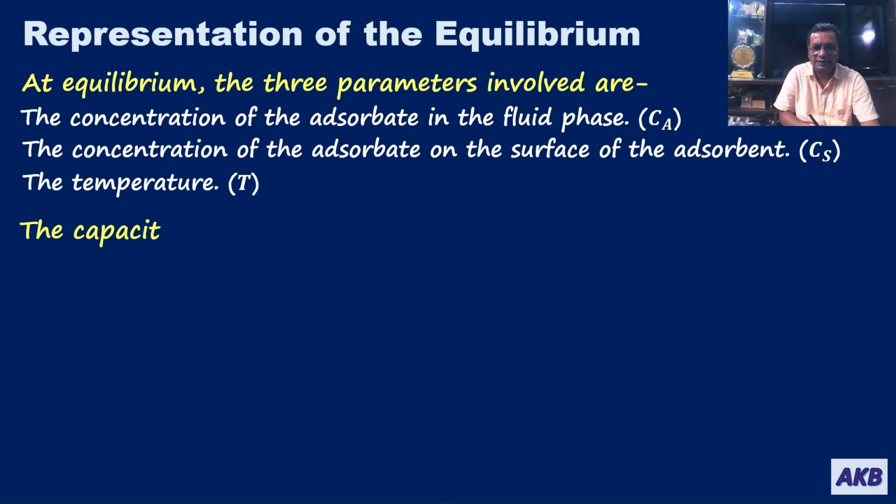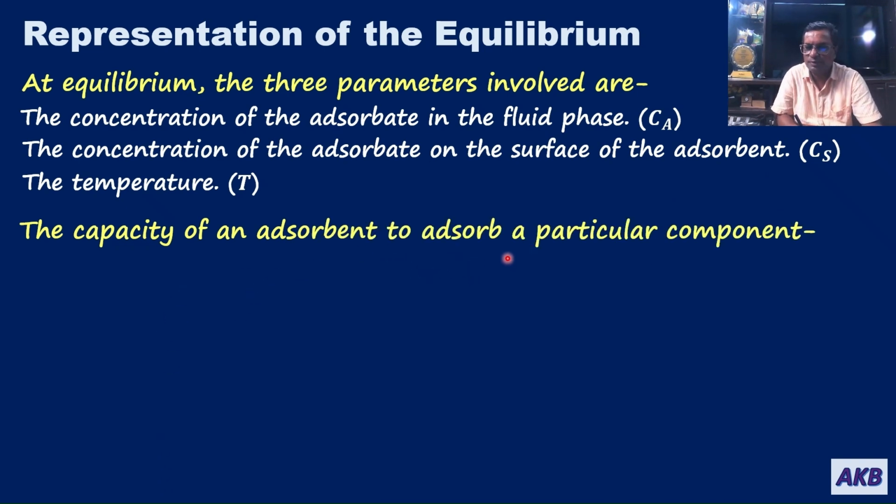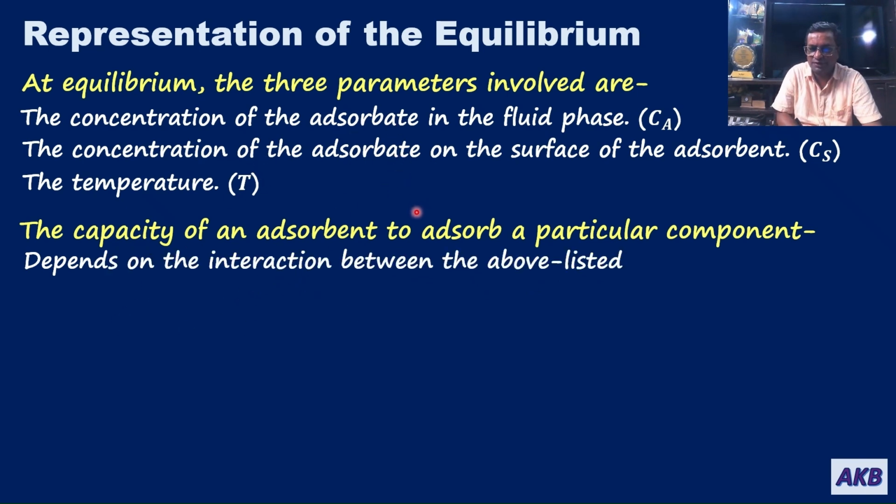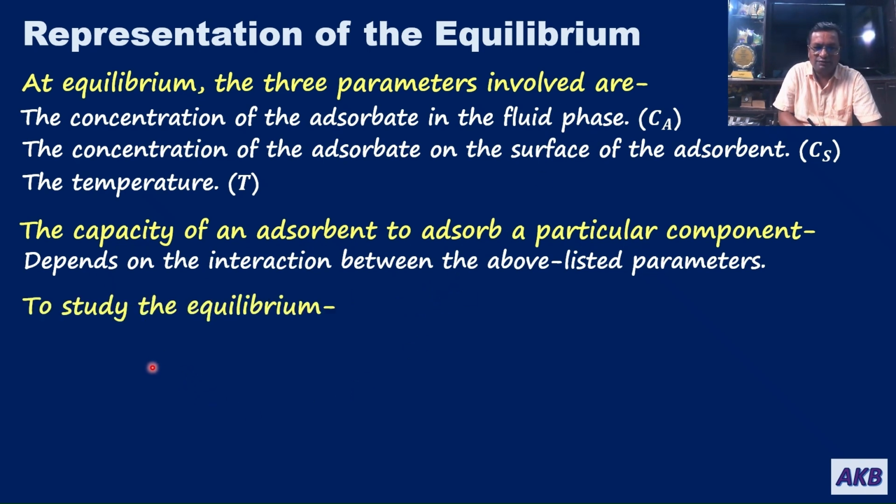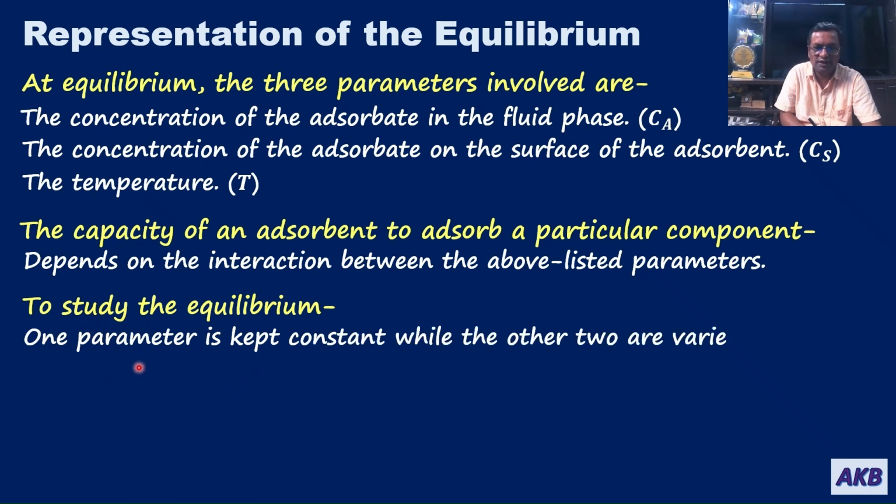Okay, so the capacity of any adsorbent to adsorb a particular component depends on the interaction between these three parameters. And if you have to study the equilibrium, what is the easiest way? The easiest way is to keep one parameter constant. So to study the equilibrium, one parameter is kept constant while the other two are varied.